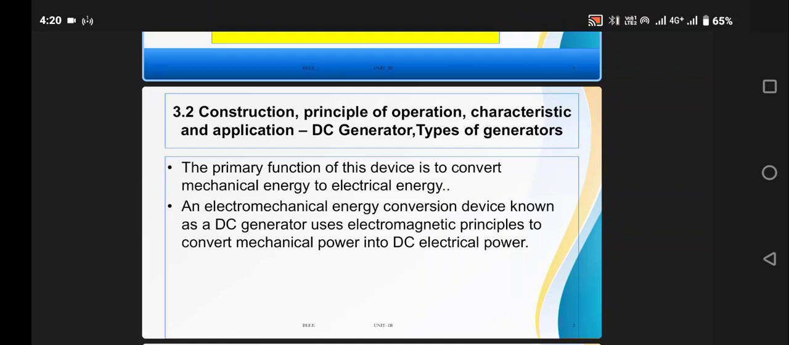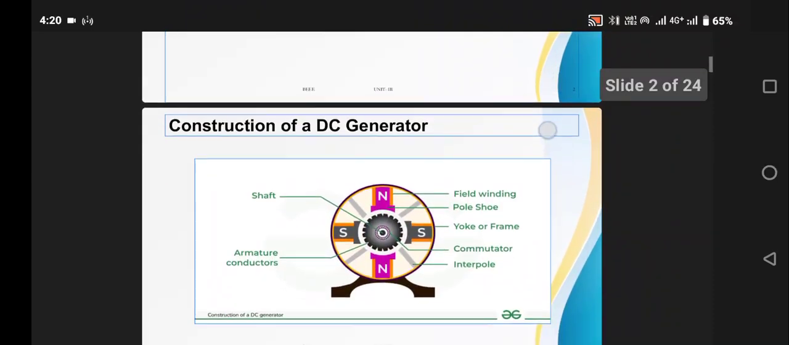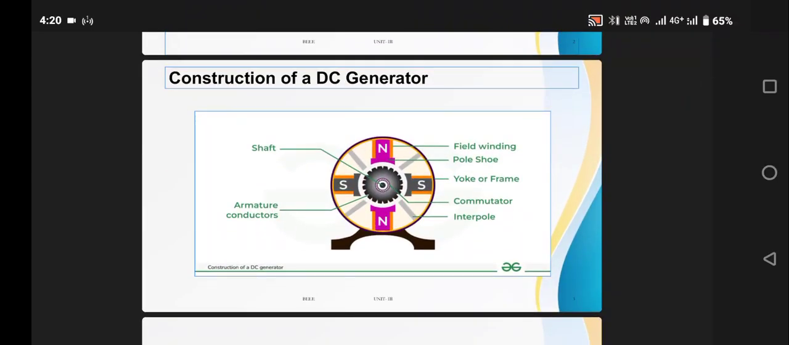The primary function of a DC generator is to convert mechanical energy to equivalent electrical energy. It is an electromechanical energy conversion device, which uses electromagnetic principles to convert mechanical power into DC electrical power. What about the construction of a DC generator? The structure of a DC generator looks like this. It consists of the field windings, pole shoes, yoke, commutator, interpoles, and armature conductors.